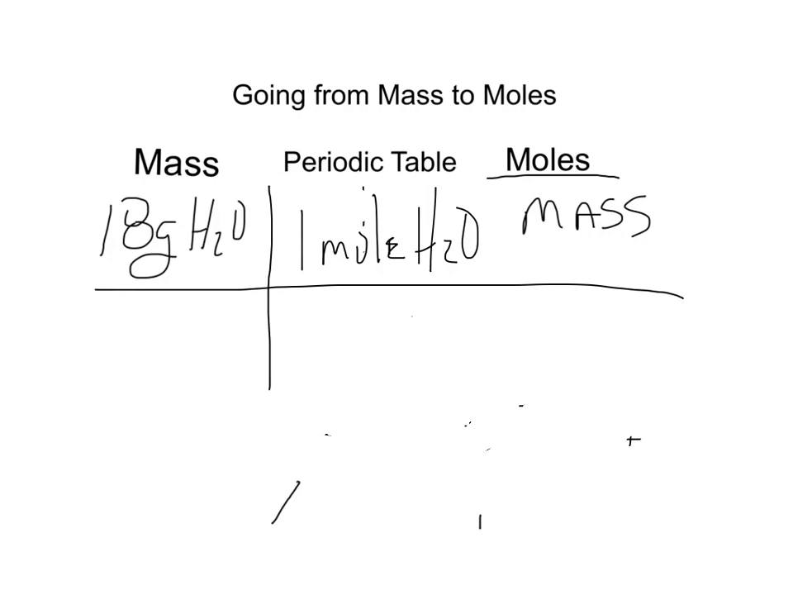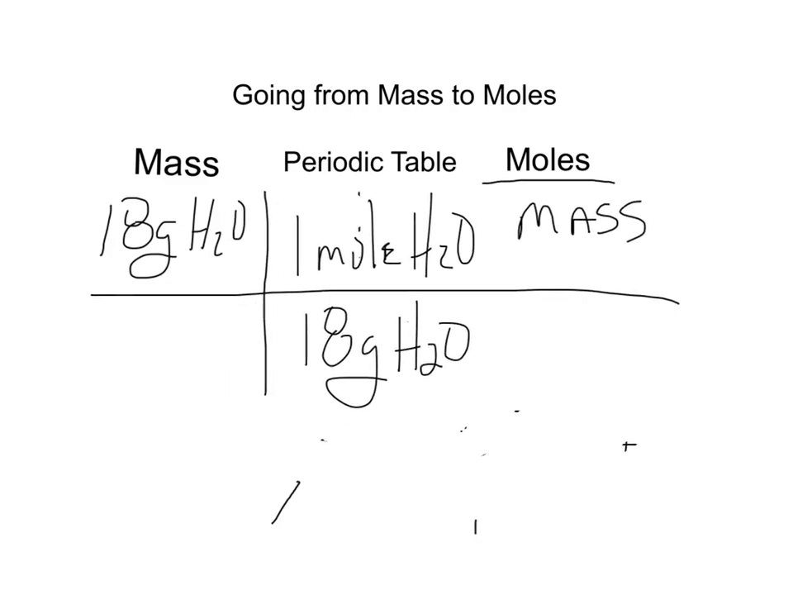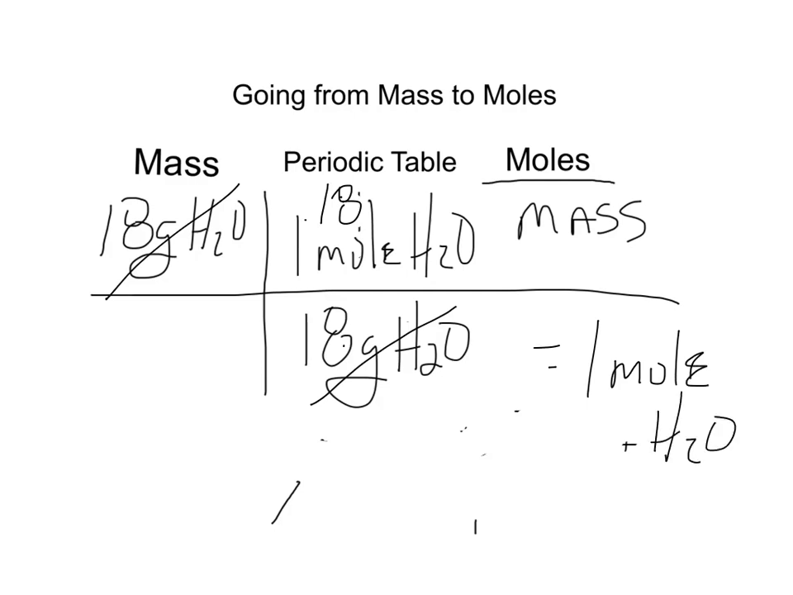Okay, and we just figured out that there is 18 grams in 1 mole of water. So then this would cancel. 18 times 1 is 18. 18 divided by 18 equals 1 mole of water. Okay? I realize that's a little messy, but you kind of get the point.